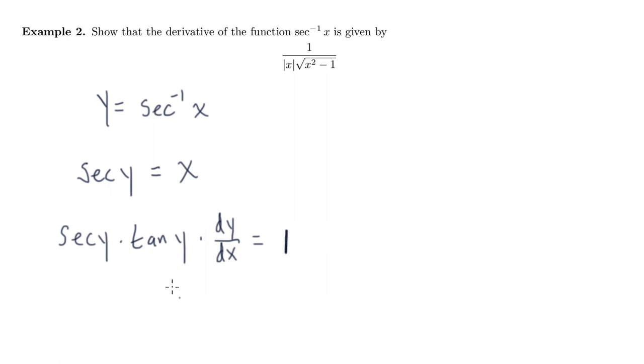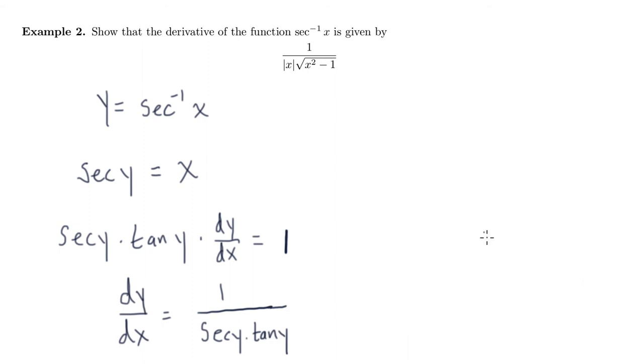All right, so we're basically done. Of course, we're not done, but we're sort of done. So the rate of change, or the derivative of secant inverse, is 1 over secant y times tan y. But I need to know what secant y and tan y are in terms of x to get my derivative as a function of x.